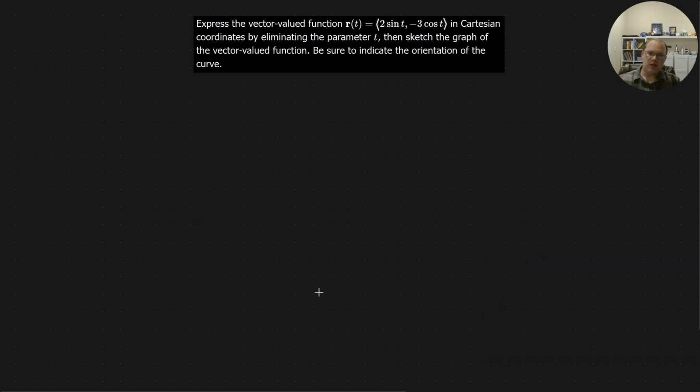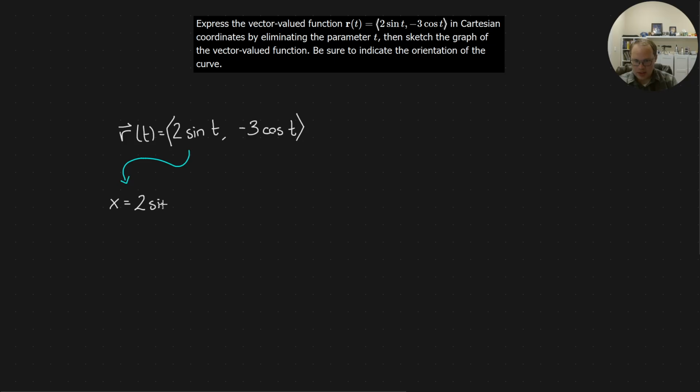Here we have the vector valued function r of t equals 2 sine of t, comma, negative 3 cosine of t. Now, just as before, we want to eliminate the parameter if we can. So x is equal to 2 sine of t. y is equal to negative 3 cosine of t.